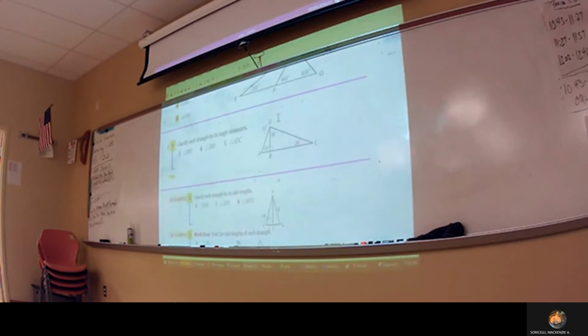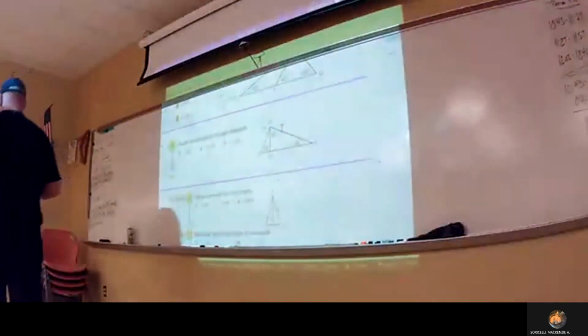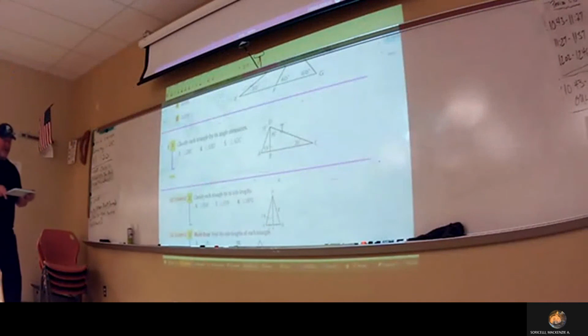All right, so we've done a lot of classification of triangles. I think you guys are pretty good on this, right? So let's look at another concept.